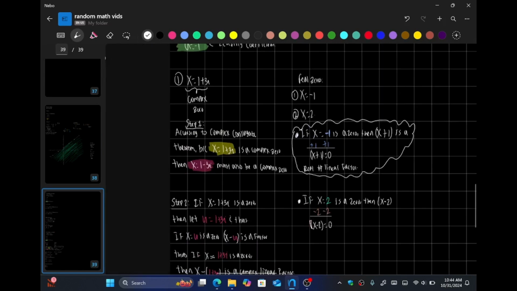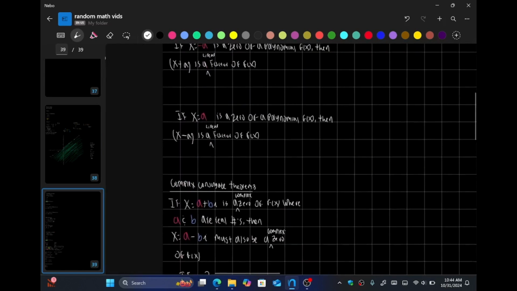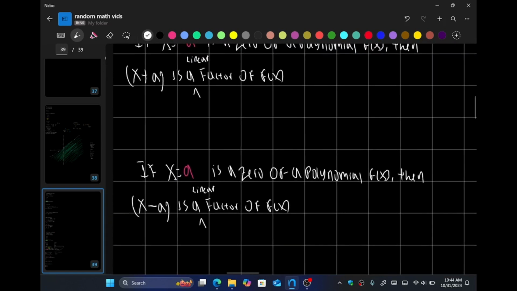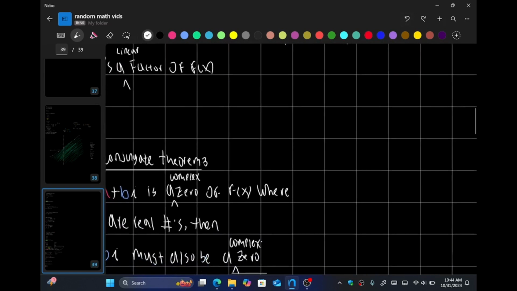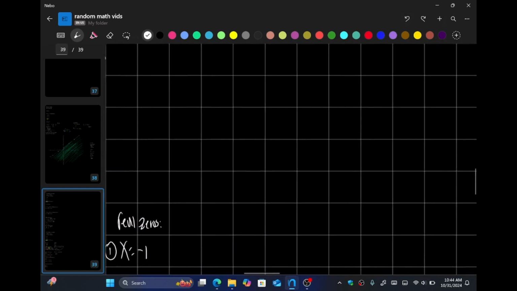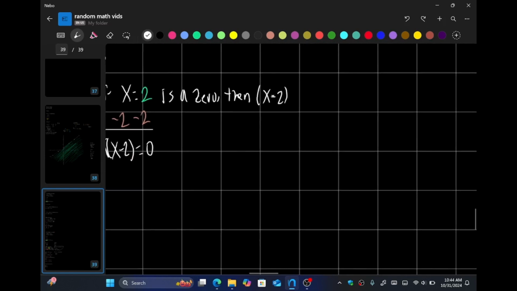Just know, guys, that it's really the same as this theorem here. I mean, if I subtract a on both sides here, then it'll give me this. That's really what this is. It's the same thing. I know I didn't explain it that way previously, but that is really the same thing. Is a linear factor.